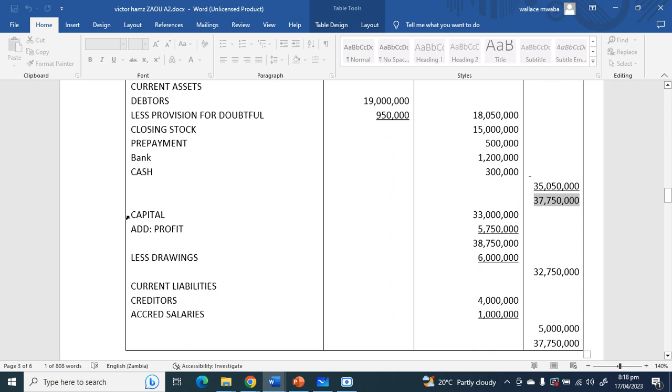The next section is the capital section. 33 million, and you add the profit. This is the profit from the statement of profit or loss. So you add it to the capital: 33 million plus 5,750,000, you get 38,750,000. You add the profit to your capital, then you deduct drawings, because drawings is when the owner of a business takes out money from the business. The owner took out 6 million from the business. So 38,750,000 minus 6 million gives our new balance for capital: 32,750,000.